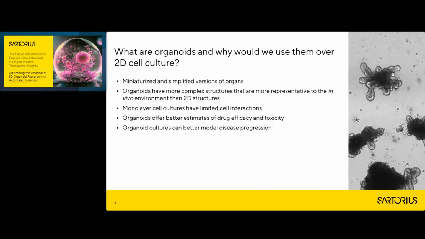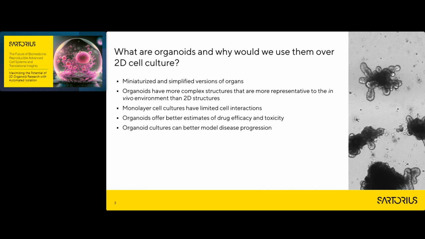This means they can better mimic the intricate interactions between different cell types and the extracellular matrix found in actual tissues. Organoids can also more accurately model disease progression and response to treatment due to their realistic cell interaction and structure. Therefore, organoids provide a better estimate of drug efficacy and toxicity as they closely mimic the in vivo environment, where they can also offer a more accurate prediction of how the drug will behave in the body in comparison to a 2D model.